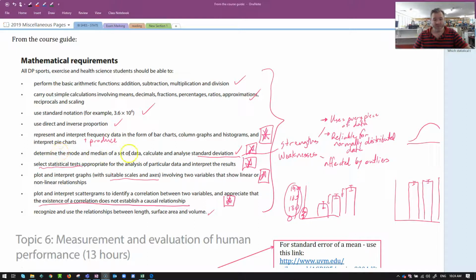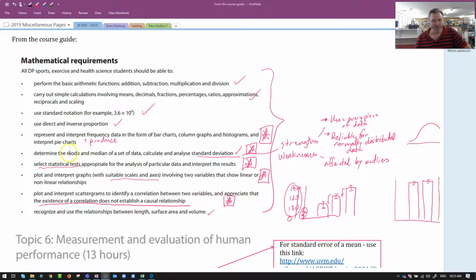Determine the mode and median of a set of data. Calculate and analyze standard deviation. And you need to understand what the advantages and disadvantages of these different things are. So for instance, back here where we're talking about the mode, a median, and of course you sometimes talk about the mean as well. We need to know what's the most suitable measure of center for each of the different sorts of data we have and why we might use one over the other.